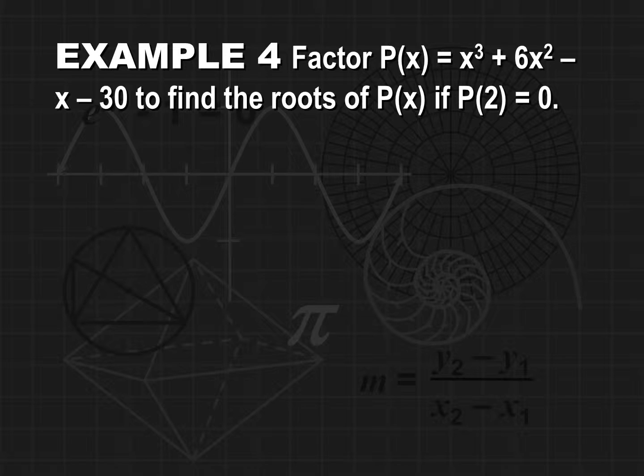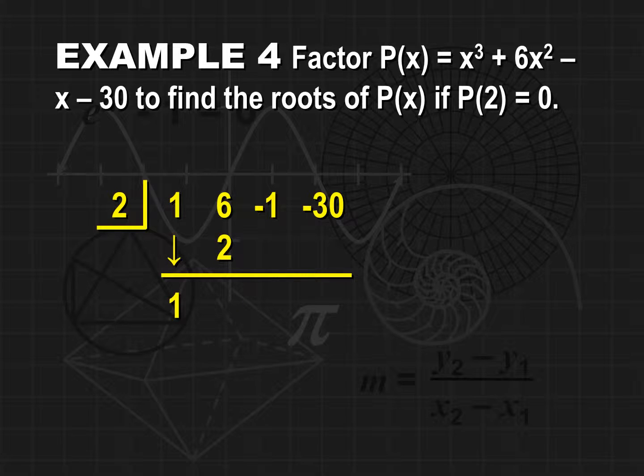Okay, so let's try one. Let's factor P of x equals x cubed plus 6x squared minus x minus 30 to find the roots or the zeros of P of x if we know that P of 2 equals 0. So we know that P of 2 equals 0. That means x minus 2 is a factor of our polynomial. So let's go ahead and use synthetic division. Since P of 2 equals 0, that means our a value is 2. So when I divide by 2, I should theoretically not have a remainder because it's supposed to divide in evenly since it's a factor. And it does.